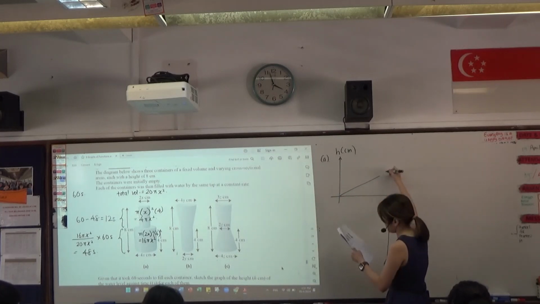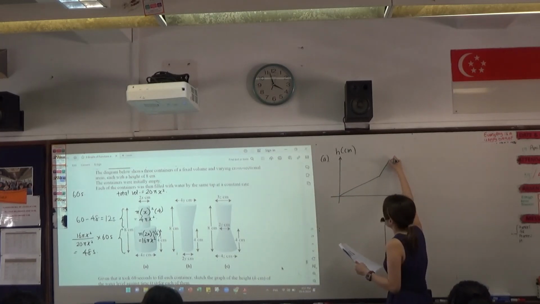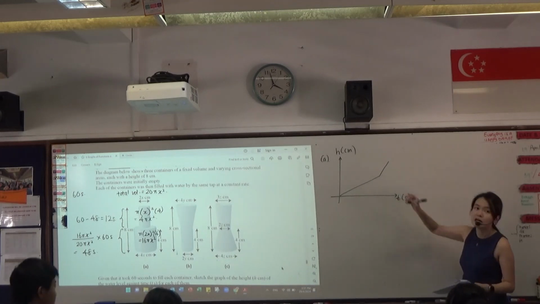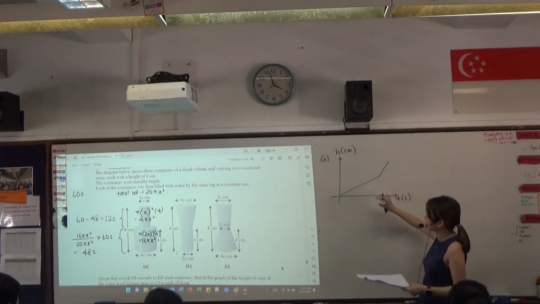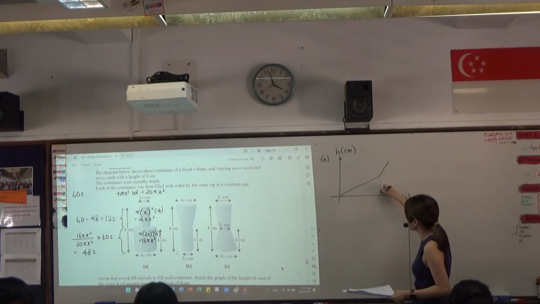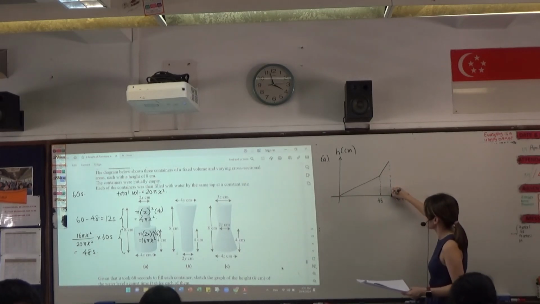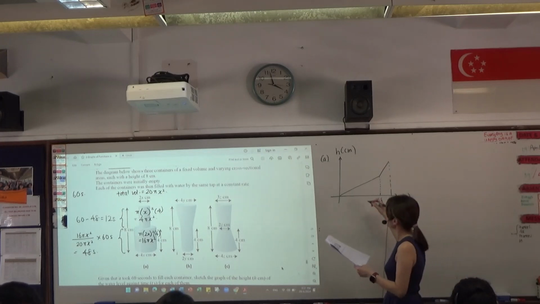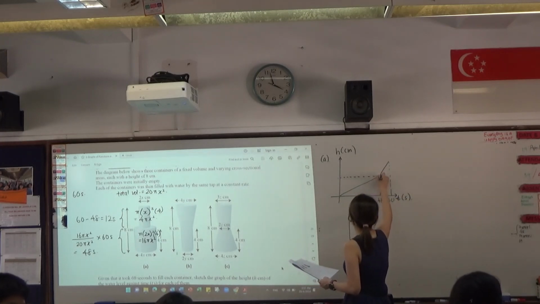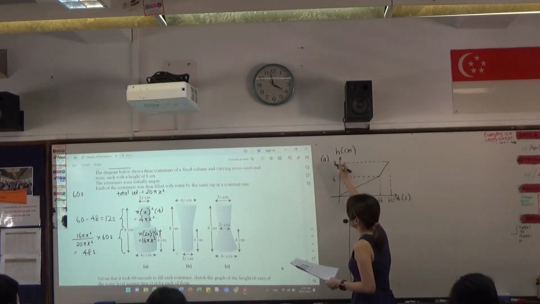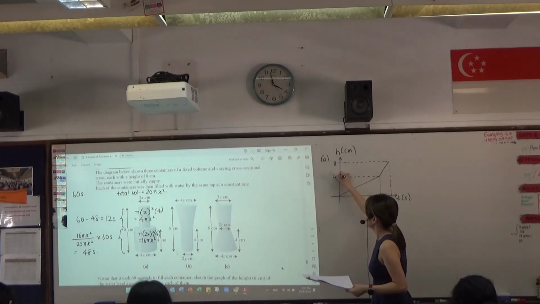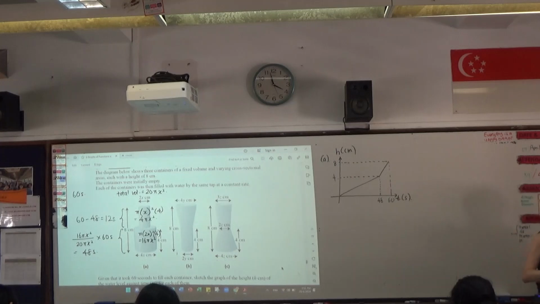Okay? We expect it to be steeper for the second segment, gentler for the first segment. We need to indicate the important values. 48 seconds here, 60 seconds here. This will be a 4, and this will be a 8. Okay?